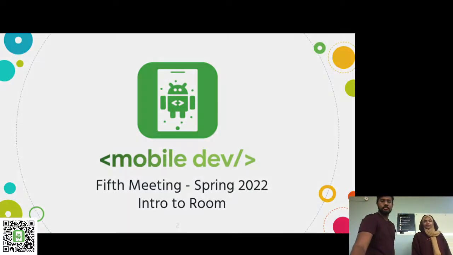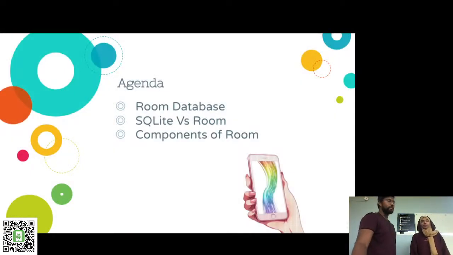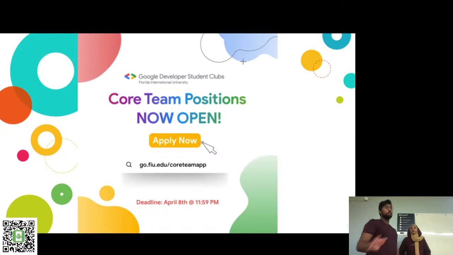So let's just jump right in. What we'll be doing today. Yeah, so today's agenda is basically we'll be learning what the Room database is, the difference between the SQLite database and the Room database, and the components of Room. Apart from that, we will be seeing how you could use it in code and in Android, and what kind of applications you could actually use this database for.